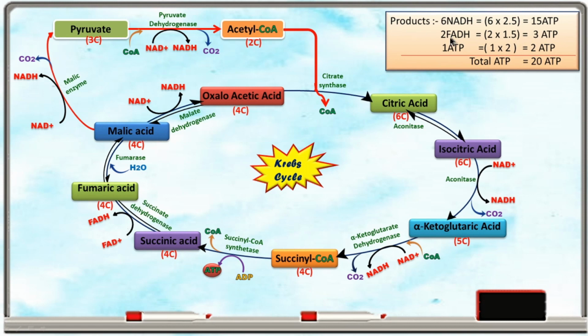So then 2 molecules of FADH2 are produced at the end of the 2 cycles of the Krebs cycle, which then produces 3 molecules of ATP, and here 2 molecules of ATP are produced at the end of this Krebs cycle, to produce a total of 20 ATP molecules at the end of the total Krebs cycle. And we all know that this Krebs cycle occurs in the matrix of the mitochondria in eukaryotes and in the cytoplasm of prokaryotes. So this is the end of the Krebs cycle.